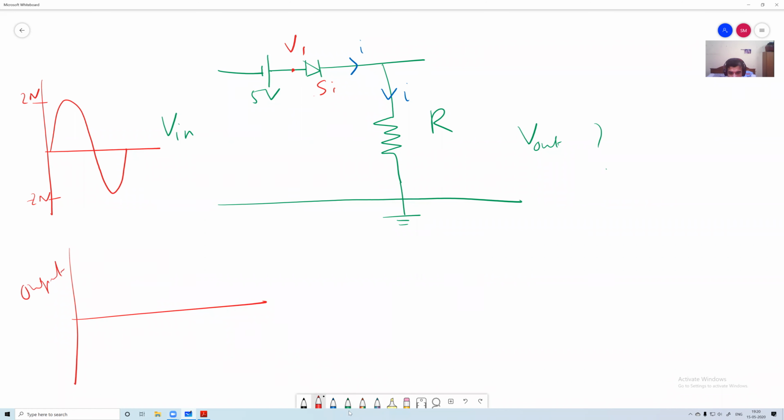So why don't you have a go at this problem? Then only I will. Okay, now the diode is a silicon diode. Now it's not ideal. Now what happens? Now 5.7 volts.